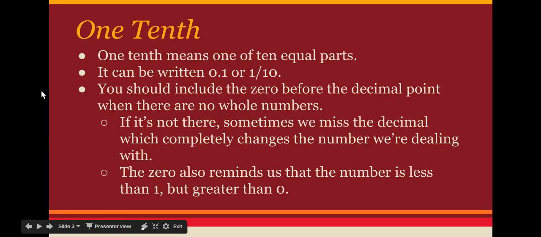So coming back to 1/10. 1/10 means 1 of 10 equal parts. It can be written in a couple of different ways. It can be written as 0.1 in decimal notation, or 1 out of 10, 1/10 in fraction notation. You should always be sure to include the 0 before the decimal point when there are no whole numbers. If it's not there, sometimes we miss the decimal, which completely changes the number we're dealing with. The 0 also reminds us that the number is less than 1 but greater than 0.